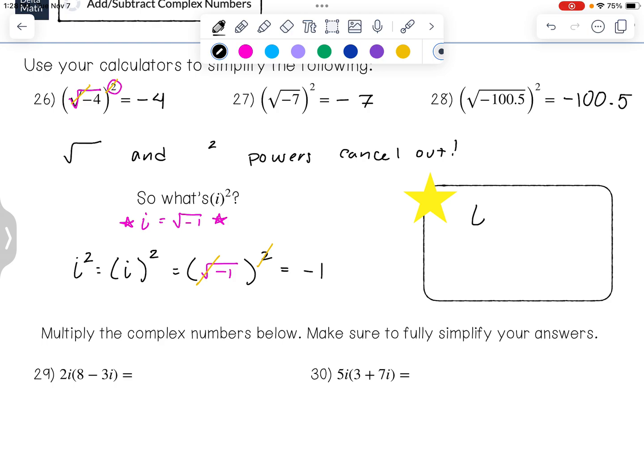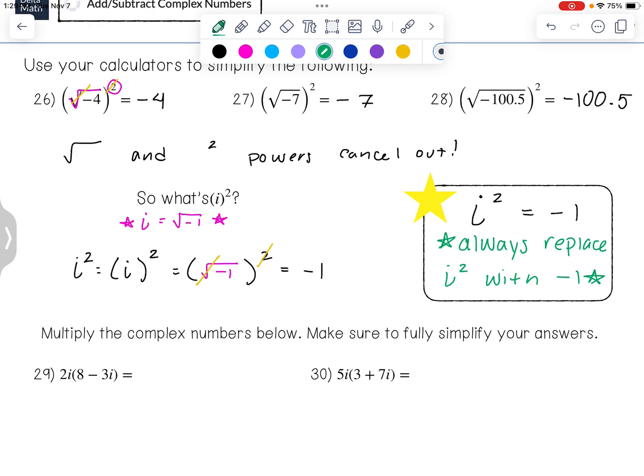So that's our really important learning information right now: i squared is equal to -1. We're going to always replace i squared with a -1, which basically means that i squared should never be in your final answer because we can simplify it further. So we're going to use that idea when we go and talk about some multiplication ideas.